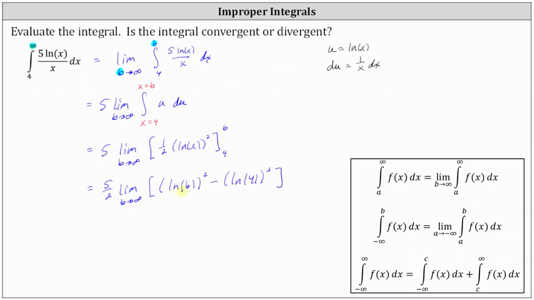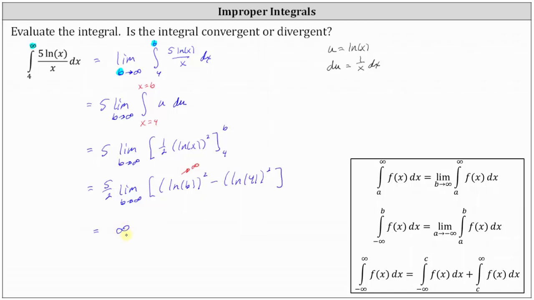As b approaches infinity, natural log b approaches infinity slowly, but it still does approach infinity, and therefore the square of natural log b also approaches infinity. So if the square of natural log b approaches infinity, subtracting the square of natural log 4 doesn't really matter, and 5/2 times the value approaching infinity also doesn't matter, giving us a value that approaches positive infinity.